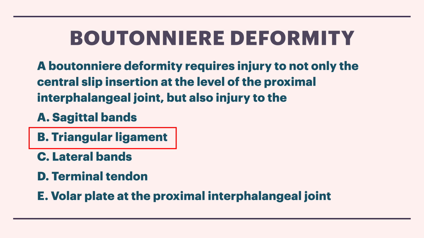So that's how you get from the top picture, normal, to the bottom picture of the boutonniere deformity from the lateral view. So hopefully that helps you understand how boutonniere deformity forms, and you understand how to answer the question. The answer is B, triangular ligament, because in order to get from a central slip injury to a boutonniere deformity, you have to rupture the triangular ligament to allow for subluxation of the lateral bands.